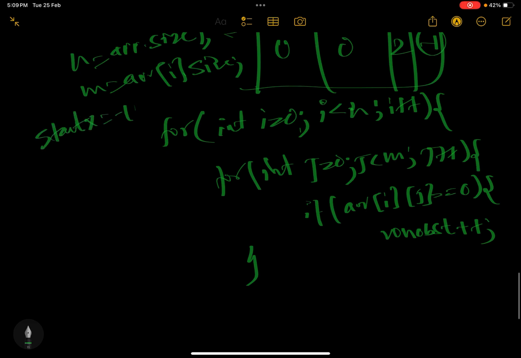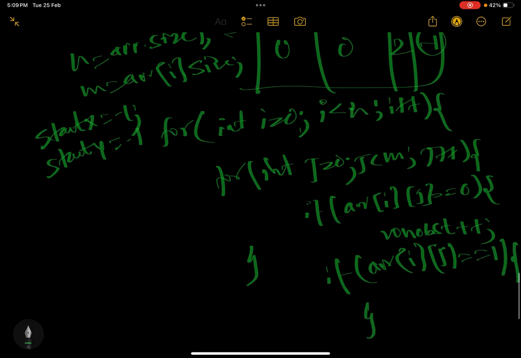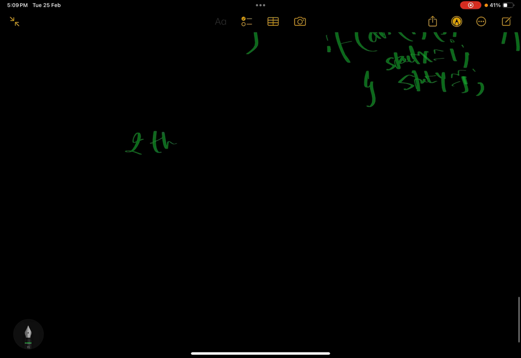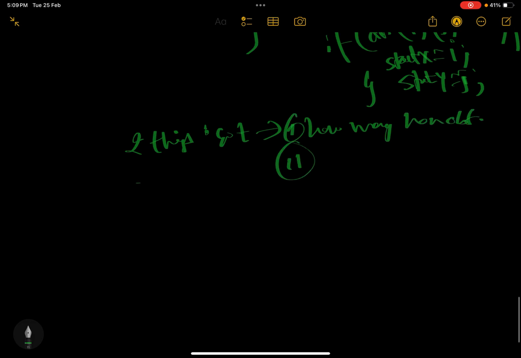So start x is first -1, and start y is -1. If somewhere I get grid[i][j] equal to 1, it means I have got the starting index: start x is equal to i, and start y is equal to j. Now I have got two things. First, how many non-obstacles there are, and second, the starting index, the starting x and y coordinates.